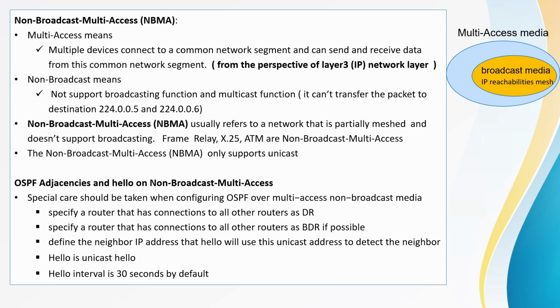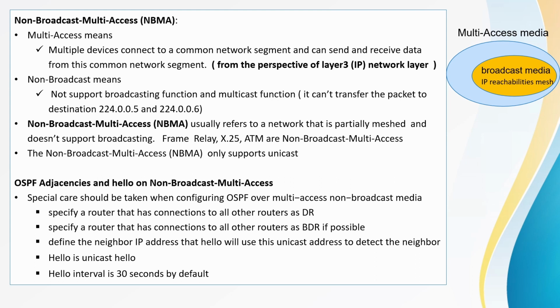First, you specify a router that has a connection to all other routers as DR. Since usually the non-broadcast multi-access network is not meshed, you should choose a router that has a connection to all the other routers as DR. Specify a router that has a connection to all the other routers as a BDR, if this is possible.